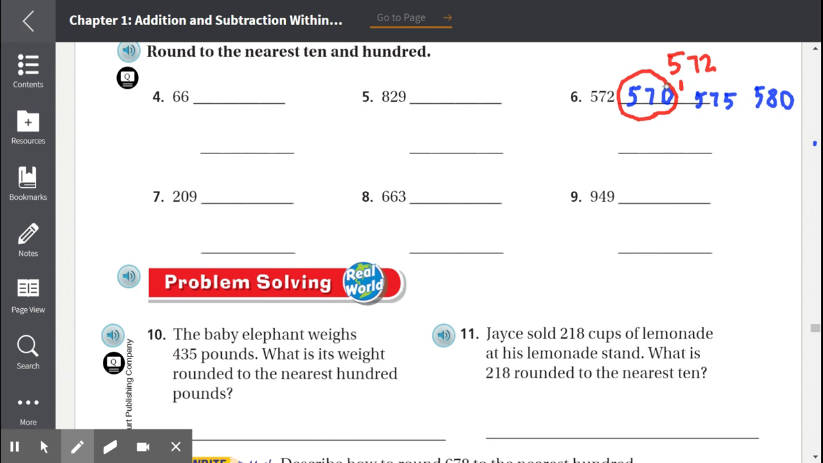Now we rounded it to the nearest 10. Let's round 572 to the nearest 100. So the 100s that 572 falls in between would be 500 and 600. Now let's find which number is in the middle of 500 and 600. The number that's right in the middle of 500 and 600 is 550.